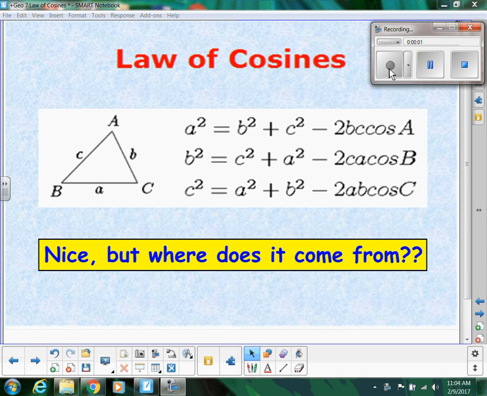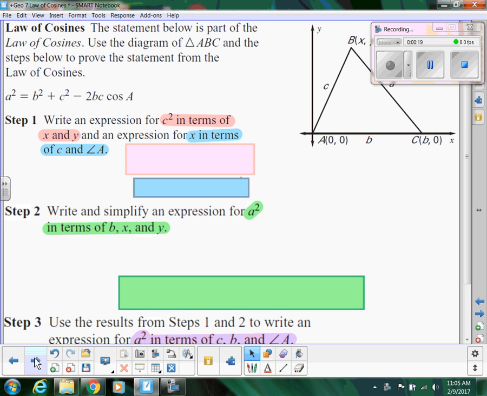So in the last video, we talked about the law of sines, and now we're talking about the law of cosines. So here's the formula for law of cosines, which kind of looks like the Pythagorean theorem, but it has a little extra on it. So let's talk about where that little extra comes from.